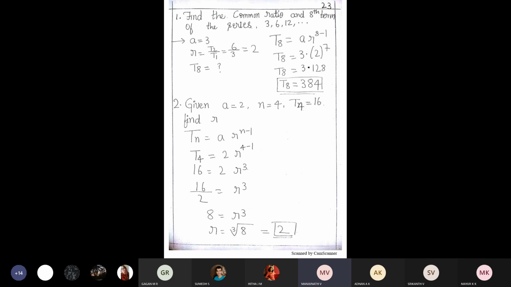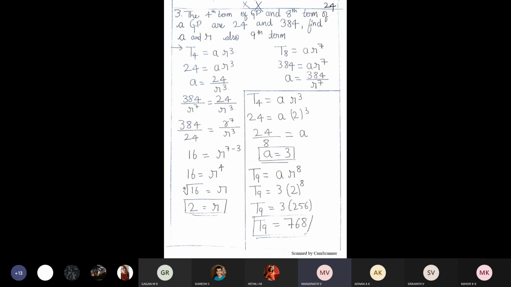Copy this. Okay. 8 is equal to r to the power of 3. Any questions? No, sir. GP is simple. No difficulty in this. Take this third problem. Copy the next problem.